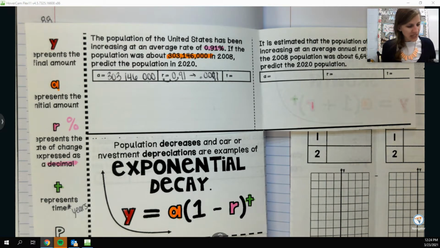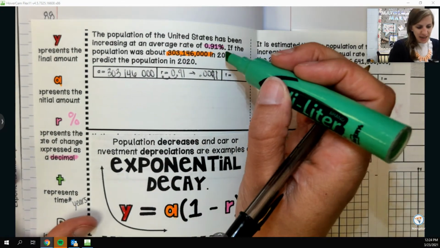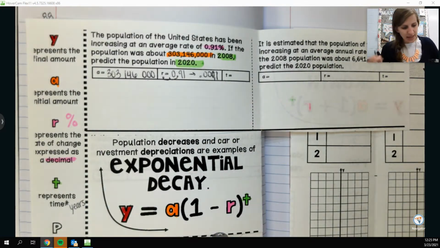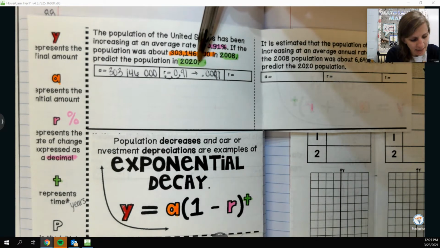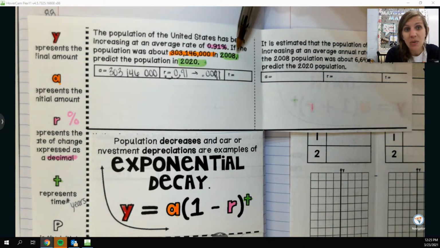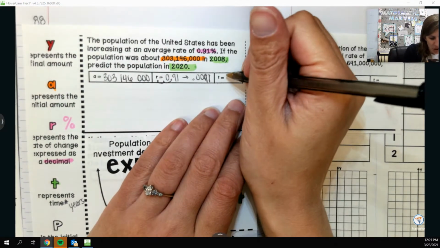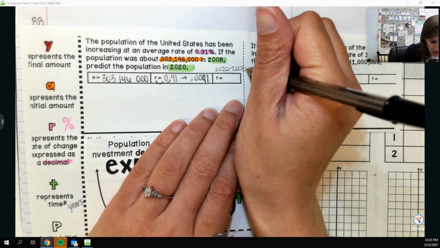And then lastly, we want to do time, which time represents years. Now they kind of give me 2 years here. So I think we want to figure out how much time has gone by. If I want to predict the population in 2020 and it starts in 2008, I really need to put in how many years have gone by. So that would be a 12 because we're doing like 2020 minus 2008, which is 12 years.